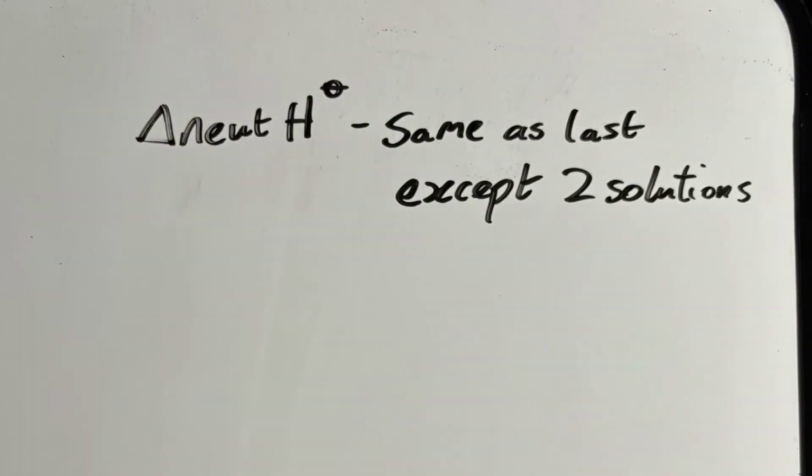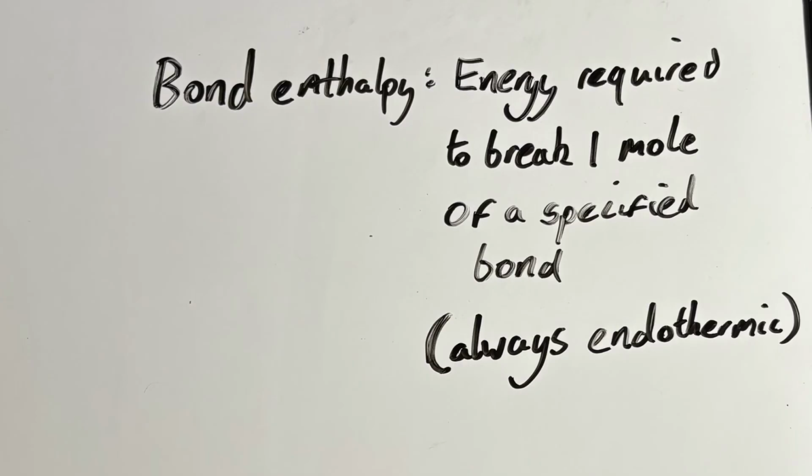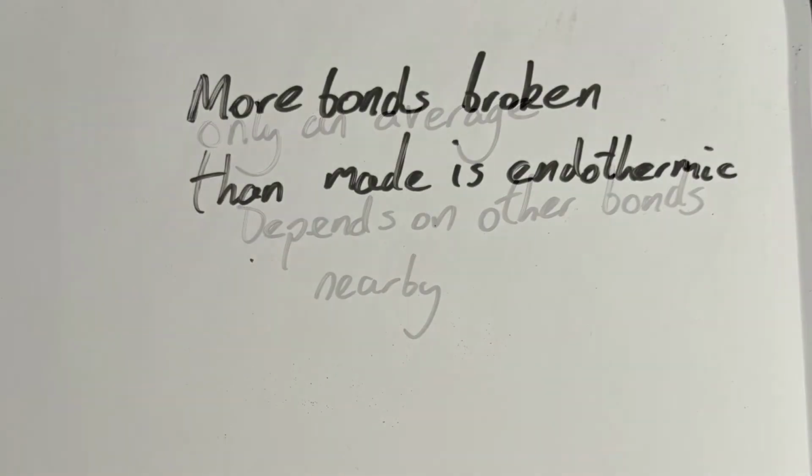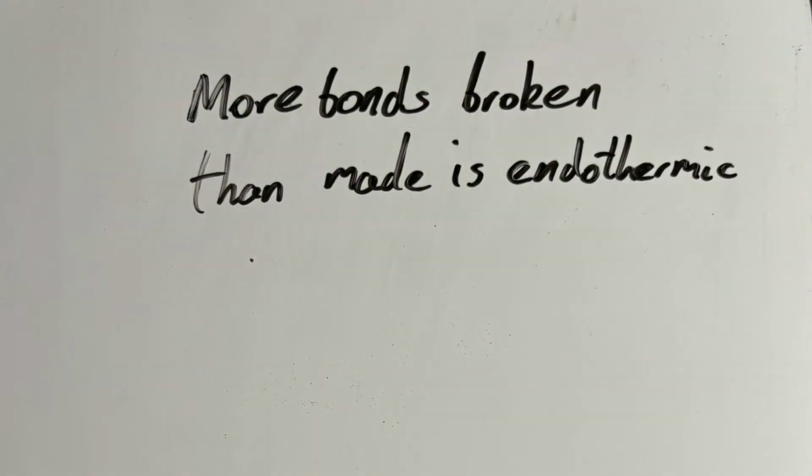Now, the enthalpy change of neutralization, you'd work out exactly the same as you did last time, except you're using 2 solutions, so you have to use 2 densities rather than a density and a mass. We also have bond enthalpy, and that's the energy required to break 1 mole of a specific bond. This is always positive, and it's also an average because realistically the value depends on other bonds nearby. If bond breaking is endothermic, it makes sense that bond making is exothermic. So if you make more bonds than you break, the reaction is exothermic, and vice versa.